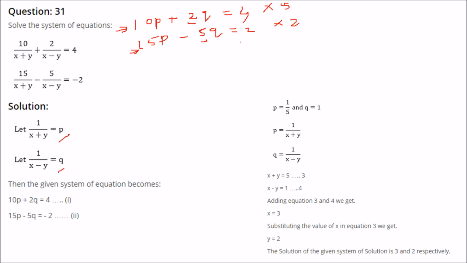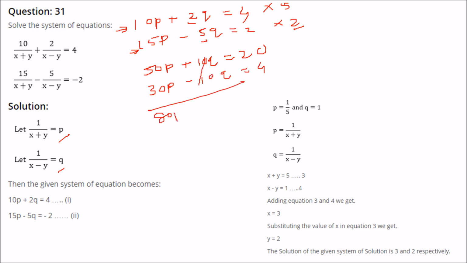So what do we get? We get 10 and 5, so 50p plus 10q equal to 5 4s are 20. Now 2 multiplied by each term, so you get 30p minus 10q equal to 4. Now add them, you get 80p equal to 24. So p will be equal to 24 by 80, 24 5s are 80, so p is 1 by 5.